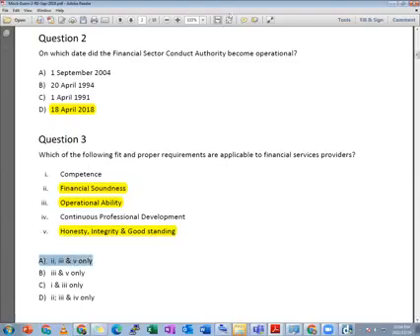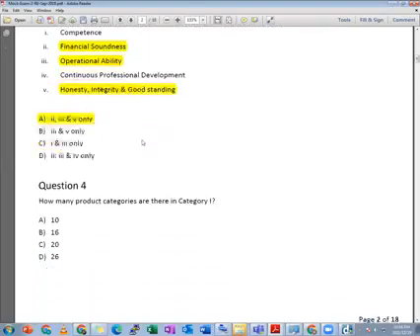So if you have studied and you're confident with fit and proper requirements, then you can be able to answer this question. If you come to this question and you are still struggling, please go back to the video that talks about fit and proper requirements and understand fit and proper requirements for each participant, for FSP, for individual, for rep, and so forth. Okay, perfect. And then we will go to question 4.